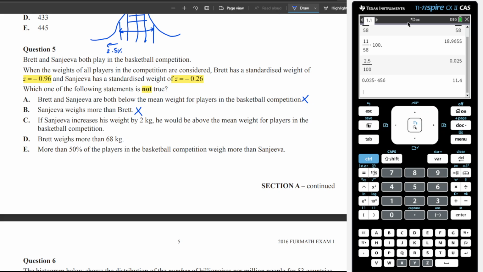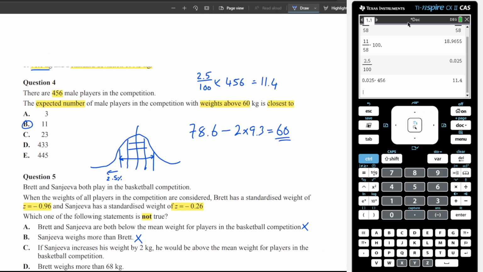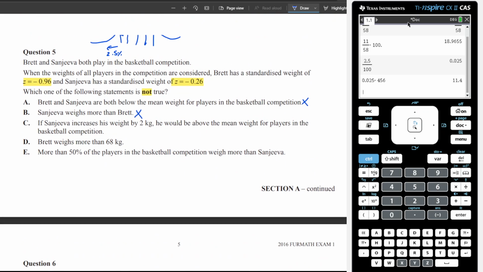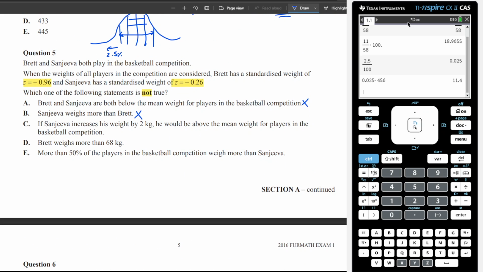If Sanjeeva increases his weight by 2 kilograms, he would be above the mean weight for players in the basketball competition. Okay, let's go back up and check the data we've been given. Standard deviation is 9.3 kilograms. So if he increases his weight by 2 kilograms, he's nearly a whole standard deviation below. So he's not going to be able to overcome a whole standard deviation with just a 2 kilogram increase. So this is correct, actually. That's what we want.